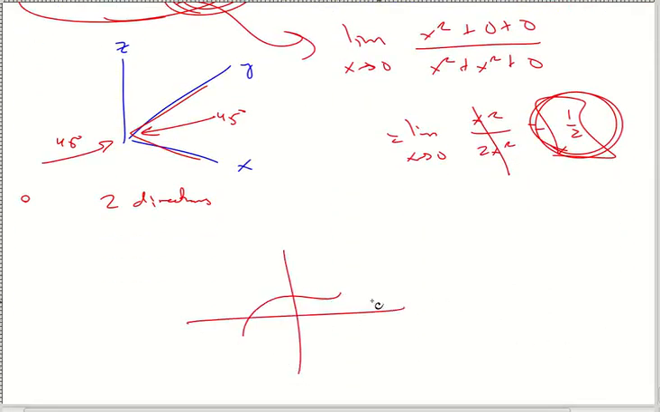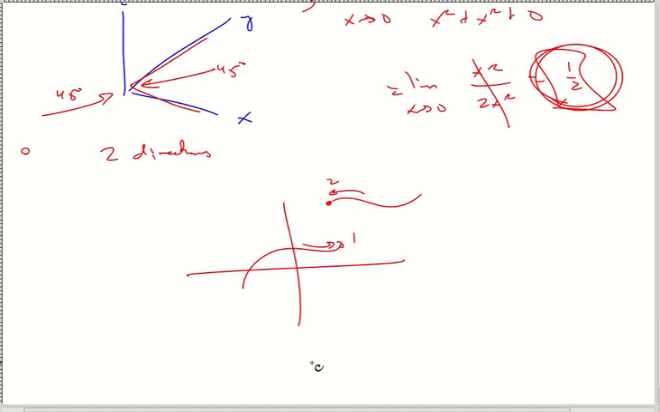Again, on a 2D graph, what you're saying is that you had 2 different values for 2 different limits, 2 different sides. It doesn't work. No limit, DNE. You need to be all the same number.